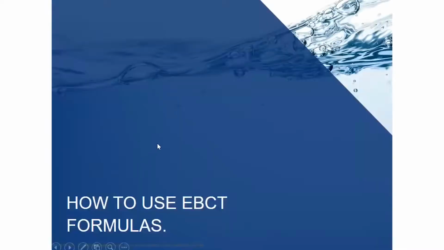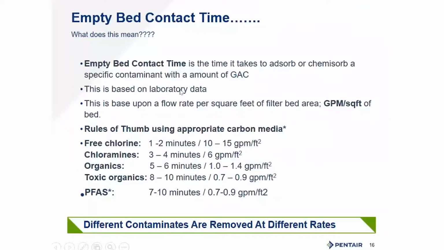So how to use that empty bed contact time formula? Well, empty bed contact time is the time it takes to adsorb or chemisorb a specific contaminant with a specific amount of GAC. It's all based on real world lab data. And this is based upon the flow rate per square foot of filter bed area.